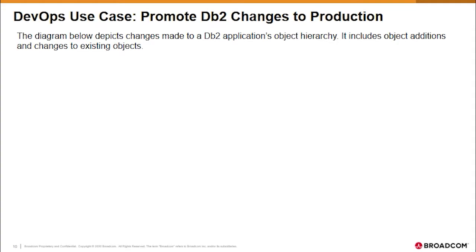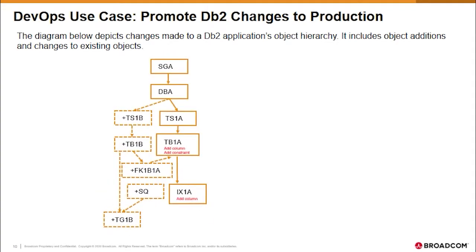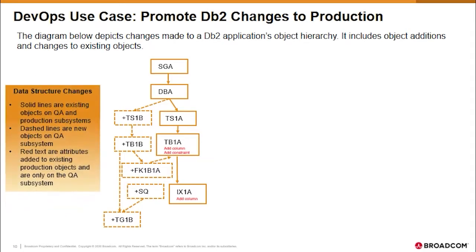Here is an example use case to promote Db2 object changes from a QA to a production subsystem. The diagram shows the changes made to an existing Db2 hierarchy. New objects are shown with dashed lines, such as a table, a trigger, a foreign key. Existing objects have solid lines, and new attributes that are added to the existing objects are shown in red.